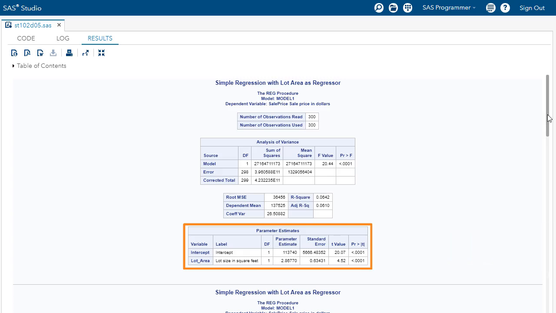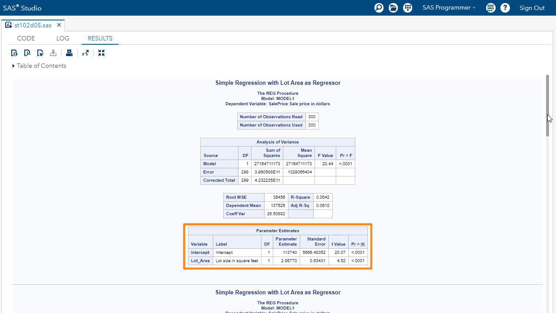The p-values for each parameter estimate test the null hypothesis that the parameter estimate equals 0. Typically, we're not interested in the test of the intercept equal to 0, because only the slope defines the nature of the linear association between the response and the predictor. The t-test value is calculated by dividing the parameter estimate by the corresponding standard error estimate. Pr greater than the absolute value of t is the p-value associated with the test statistic. It tests whether the parameter is different from 0. For this example, the slope for the predictor variable is statistically different from 0.